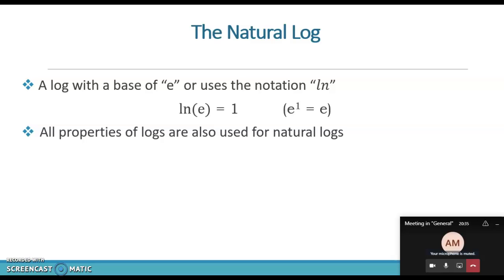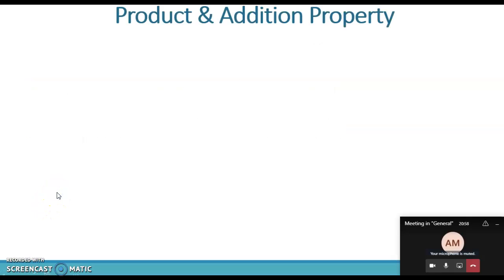One of the things I want you to notice: if you say the natural log of e, that equals 1. So e to the what power equals e? Well, 1. Just like if you say the log of 10, that's also going to be 1. Everything, all the properties that you use for the logarithms, are also used for the natural logs.